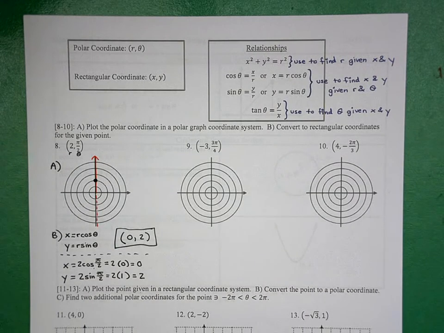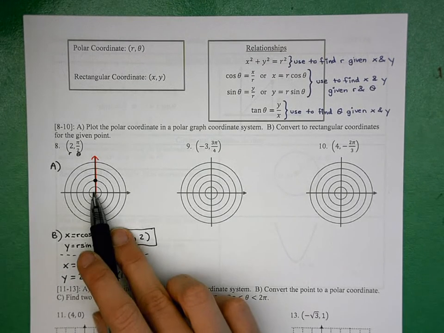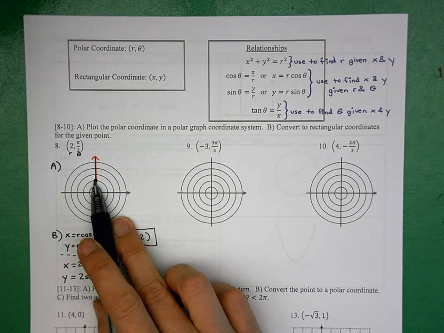Okay, in this case, where would (0, 2) be if you were to plot that xy coordinate? Well, x is 0, y is 2, so it would be right about there. Sure enough, it makes sense.